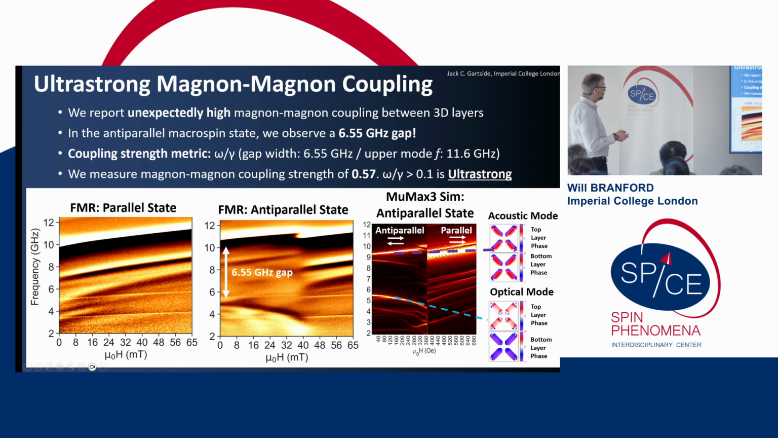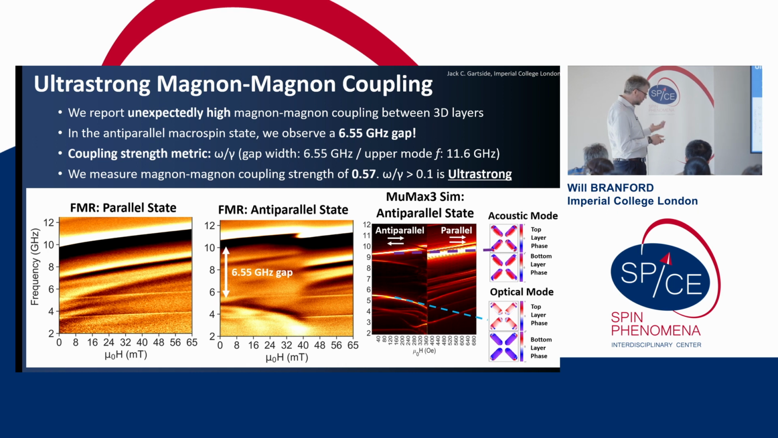Okay, and so at least there are various metrics for assessing how strong the coupling strength is. Typically, you look at the size of the gap in frequency over the frequency of the higher mode. Essentially, this metric is generally that ratio. Above 0.1 is called ultra strong. In our 2D artificial spin ICs, we were closer to 0.01. But here we can measure this coupling strength coming up to 0.57. So really, really huge.